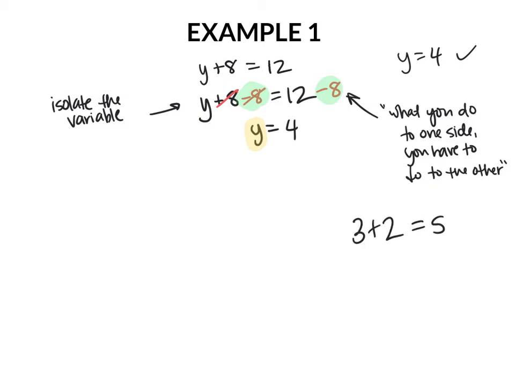For example, we all know that 3 plus 2 gives us 5. So if I add 6 to one side, that's now going to give me 11. So I have to add 6 to the other side in order for it to stay equivalent. If I do it to one side of the equation, I have to do it to the other.